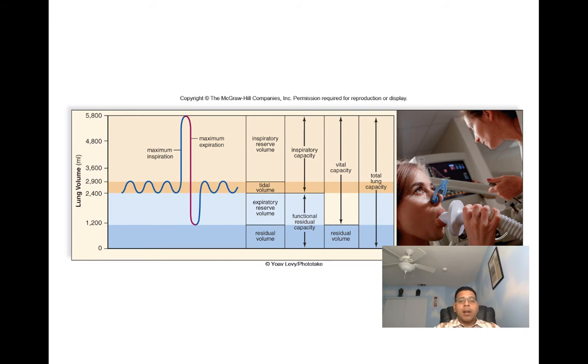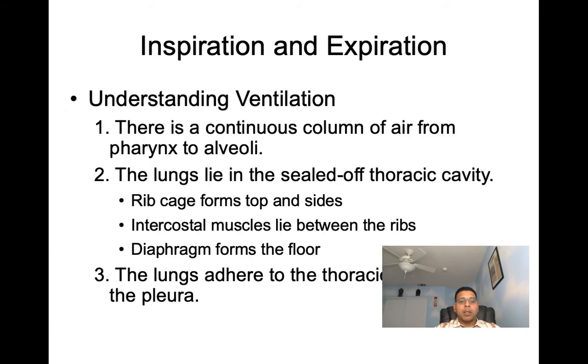Next, then, let's move down to inspiration and expiration. Let's talk breathing then in greater detail. Now, when we talk inspiration and expiration, when going through ventilation, remember the following facts. Number one, normally there is going to be a continuous column of air from the pharynx to the alveoli.